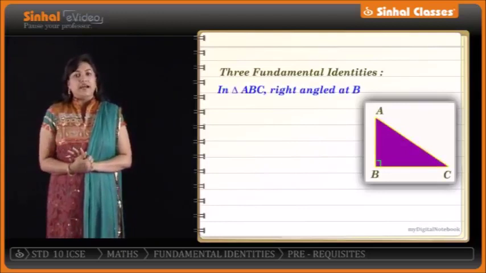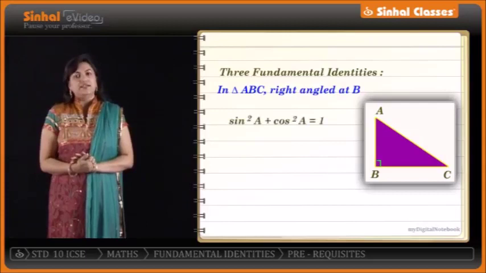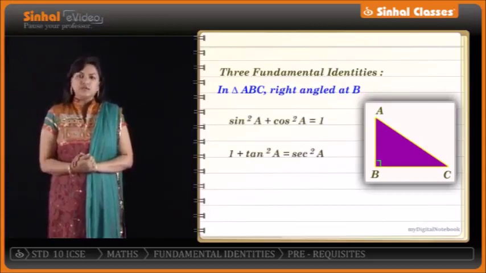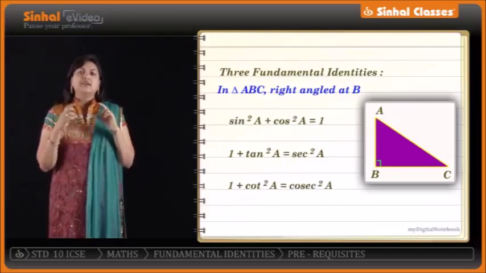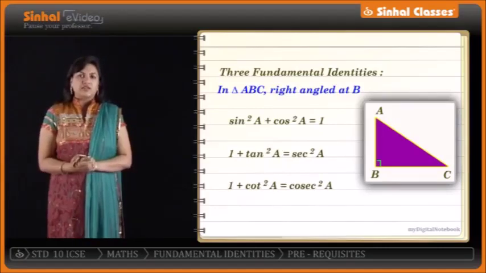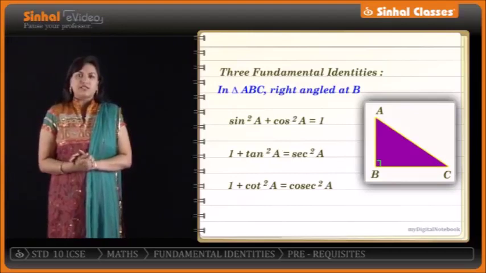So the fundamental identities are sine square A plus cos square A is equal to 1, 1 plus tan square A is equal to sec square A and 1 plus cot square A is equal to cosec square A. I repeat, the 3 fundamental identities are sine square A plus cos square A is equal to 1, 1 plus tan square A is equal to sec square A, 1 plus cot square A is equal to cosec square A. Now let's prove these fundamental identities.